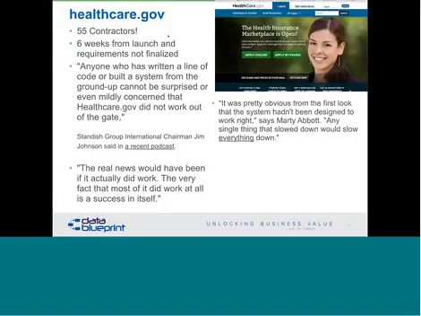But interestingly here, another person who took a look at it, a fellow named Marty Abbott, who was one of the people sent in to help diagnose the problems with it, he said it was pretty obvious from the first look that the system hadn't been designed to work correctly. Any single thing that slowed down would slow everything down. So if you can imagine your motorized window in a car slowing your car down, that's the way healthcare.gov was put in place.